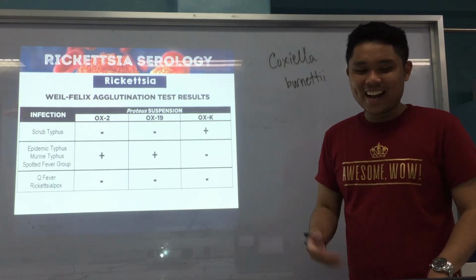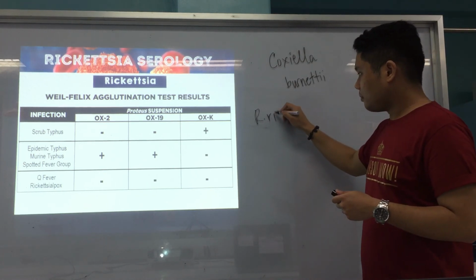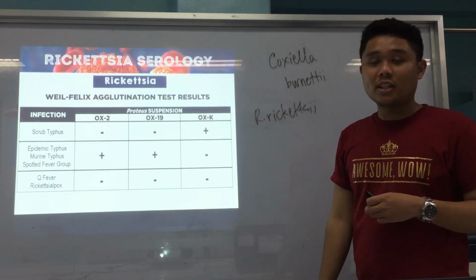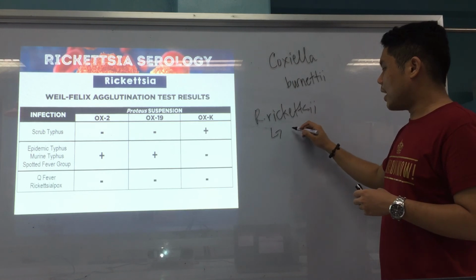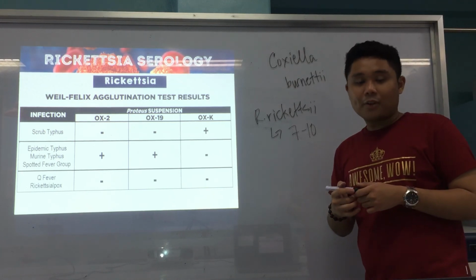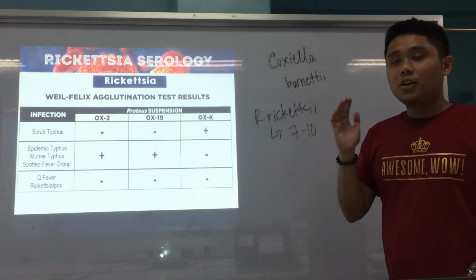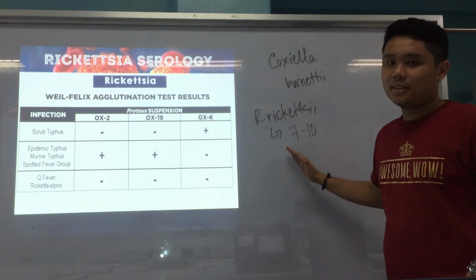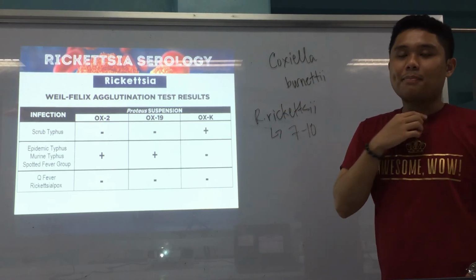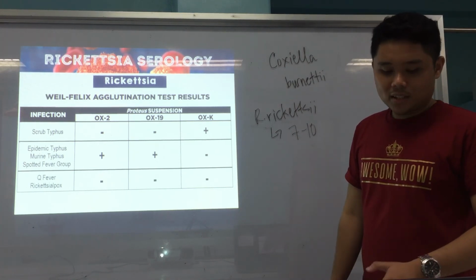Now, before I forget, antibodies to Rickettsia rickettsii, the causative agent of Rocky Mountain spotted fever, will be detected 7 to 10 days after the onset of symptoms. So for treatment to be successful, it should start before 7 to 10 days, way before that, for a successful recovery and prognosis for the patient. So that's for Rickettsia.